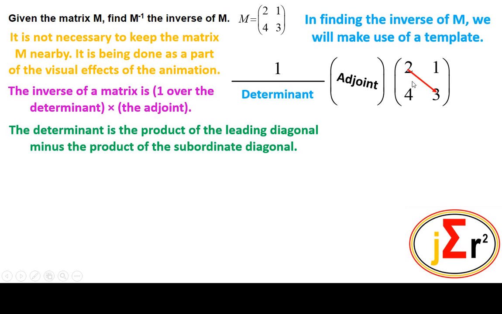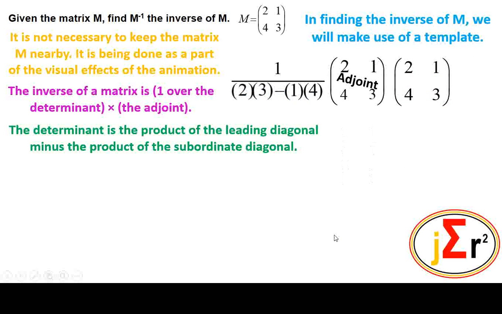The product of the leading diagonal, 2 times 3, will go there. Then we will subtract the subtraction sign. Look out for it. There it is. Because once it gets to its rightful place, we might not see that so easily. Minus the product of the subordinate diagonal. There we go. Product of 1 and 4.